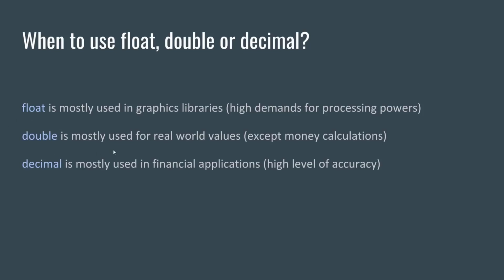Double is mostly used for real world values, except money calculations. So if you want to use money calculations, then you should definitely use decimals, and it's mostly used in financial applications. So where you really need a very high level of accuracy and where even the 15th value behind the decimal point is important. All right, so that's something where you would use decimals.